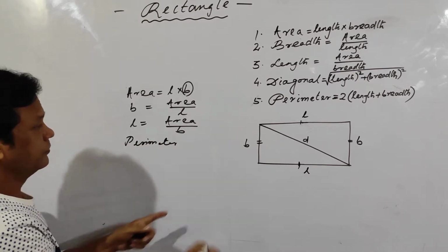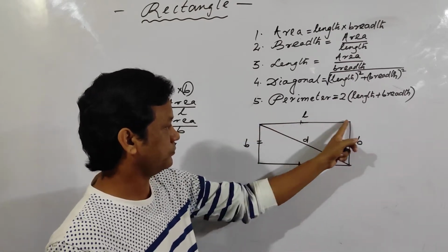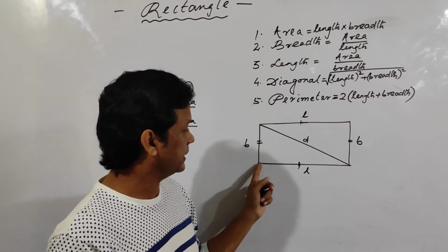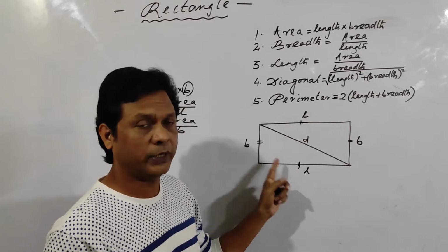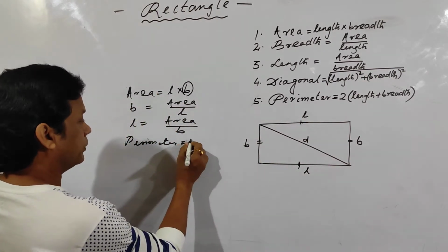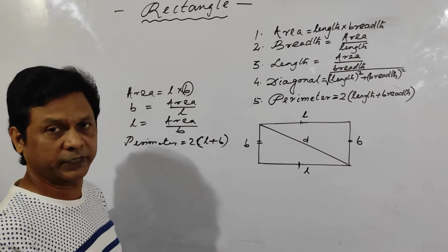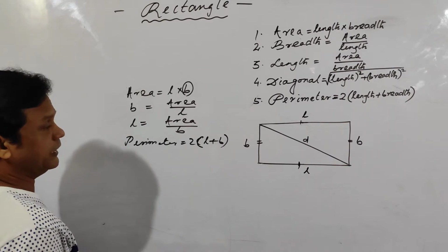Perimeter means the length of the boundary. So what is the total length of the boundary? L plus B plus L plus B. That means 2L plus 2B. If we take 2 common, that is 2 into (L plus B). That means twice of length plus breadth. Okay. So what is the diagonal?